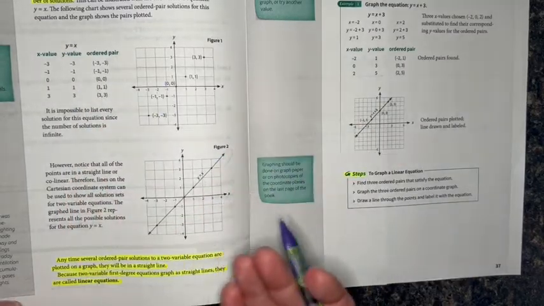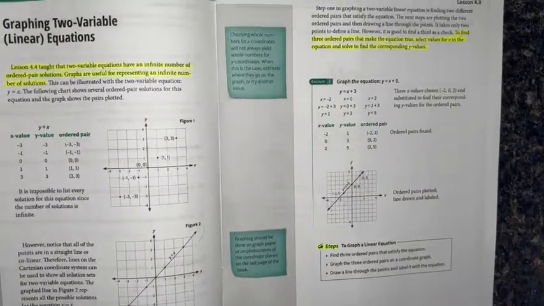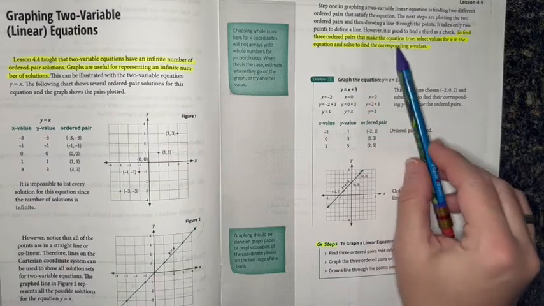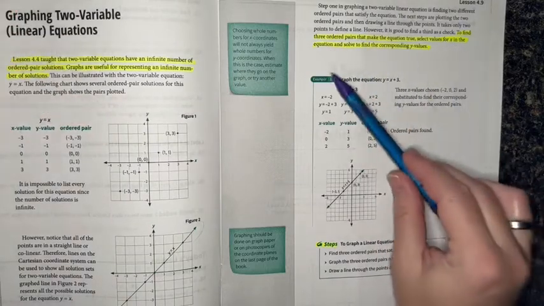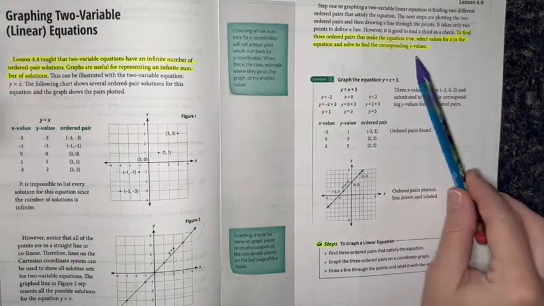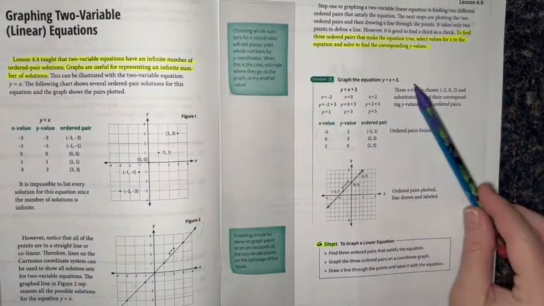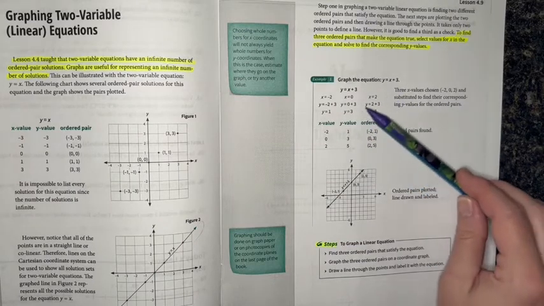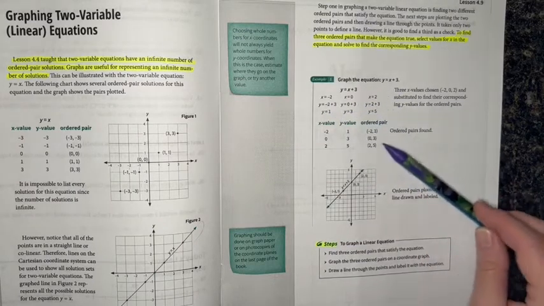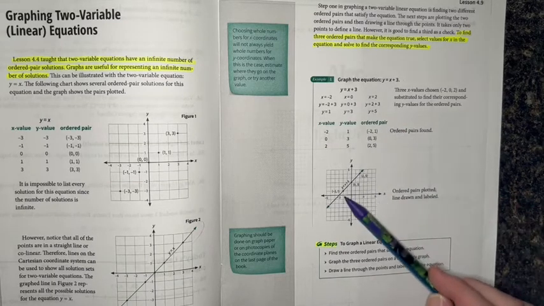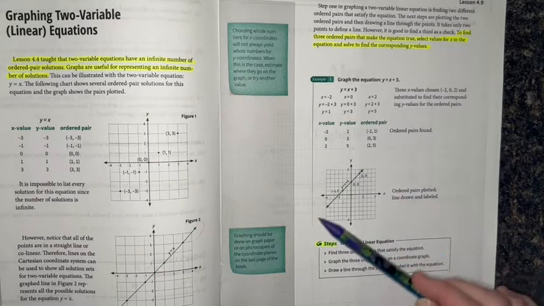They're just both to the first degree. So looking at page 37, we see that our note here says to find 3 ordered pairs that make the equation true, select values for x in the equation and solve for the corresponding values. So here is their y equals x plus 3. They've chosen 3 values and solved, and here are their ordered pairs. They plotted those ordered pairs and then connected them with a line.